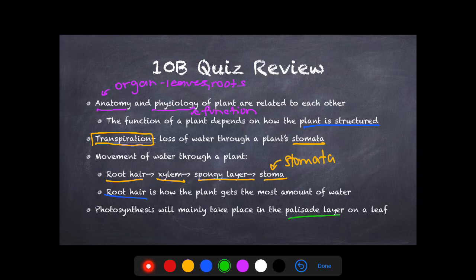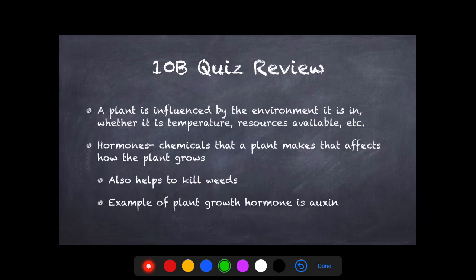And then we also talked about the palisade layer. This has the most chloroplasts. Remember, chloroplasts contain chlorophyll. These chloroplasts are in cells that are tightly packed together, and photosynthesis occurs in these chloroplasts, which take in the sunlight through the chlorophyll inside the chloroplast. Photosynthesis occurs in the palisade layer the most because it has the most chloroplasts, and then they're able to make sugar through them.